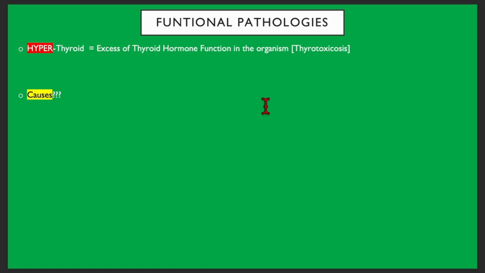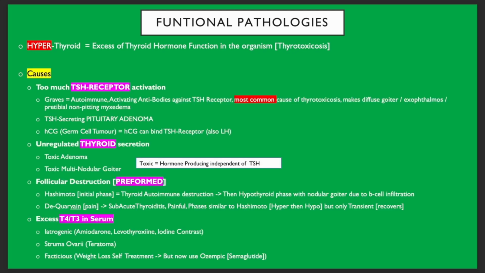Okay. Yeah. Good. So when we have causes, it's easier if we start to classify them, so we remember the causes, or we can target the causes better. I know you're in second year, so in third year, classification is a must. The classification of hyperthyroid and hypothyroid goes with pathophysiology. So depending on the mechanism by which the hyperthyroidism or hypothyroidism came to be, we can classify them. First is too much TSH receptor activation.